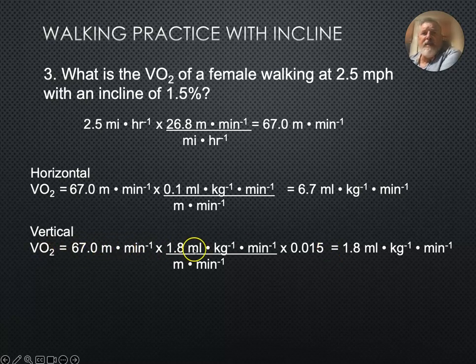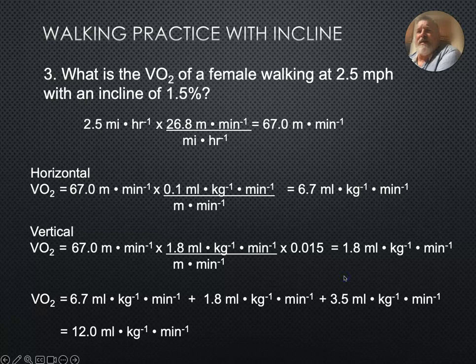So meters per minute times 1.8 times the percent incline represented as a decimal, I get 0.015. So this gives me 1.8 mL per kg per minute, which is the vertical component. To get the whole cost, I do 6.7, which is the horizontal component, plus 1.8, which is the vertical component, plus 3.5 mL per kg per minute. That's the resting component. And all total, it's 12.0 mL per kg per minute.